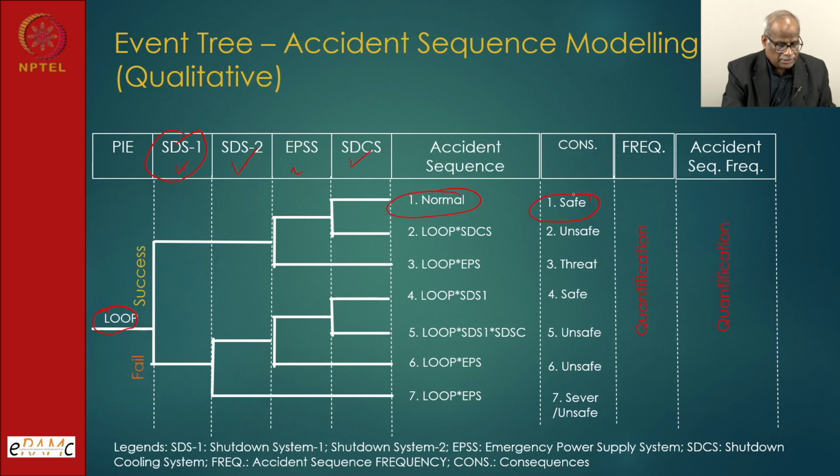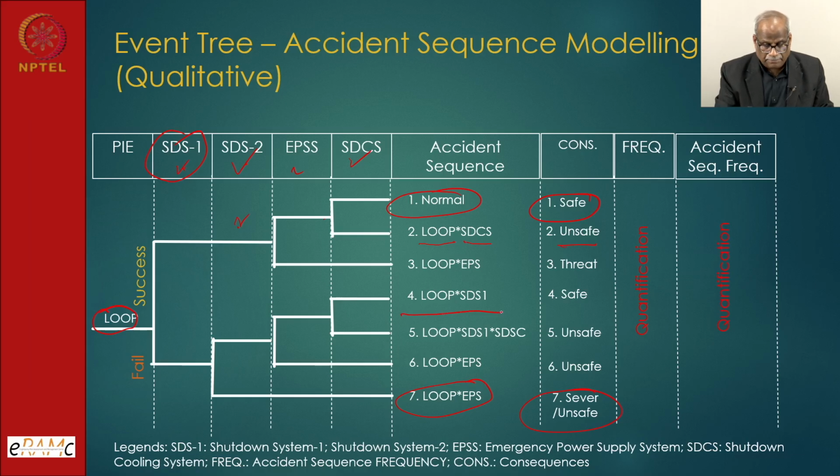Now suppose the primary shutdown system did not come and the secondary shutdown system had not come, then we go into the emergency scenario, severe core damage. The remaining branches you can model. Suppose shutdown system 1 has come, so we are not depending on shutdown system 2. Now here, the emergency power supply system doesn't come. So the accident sequence becomes loss of offsite power, shutdown cooling system failure. It is an unsafe state because cooling is very important for the plant. Similarly, all of this can be mapped onto safe and unsafe states.